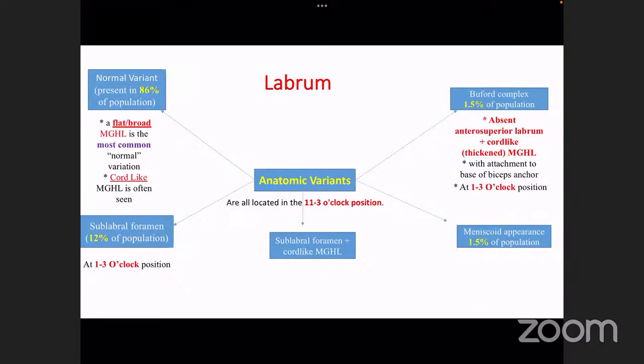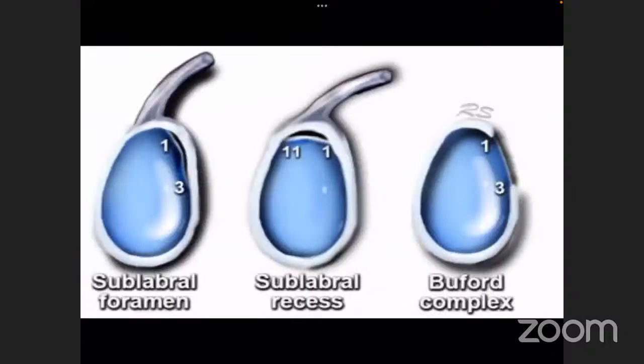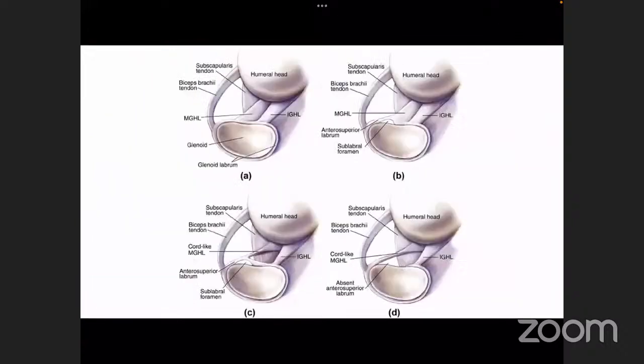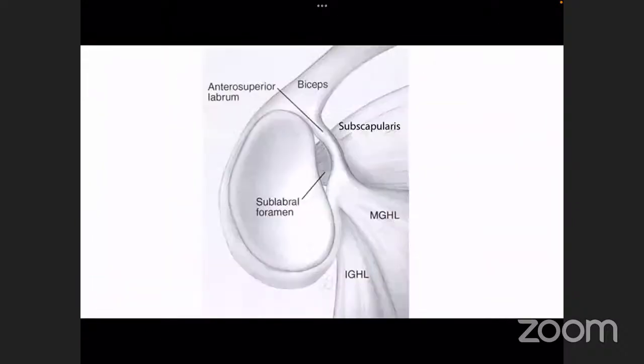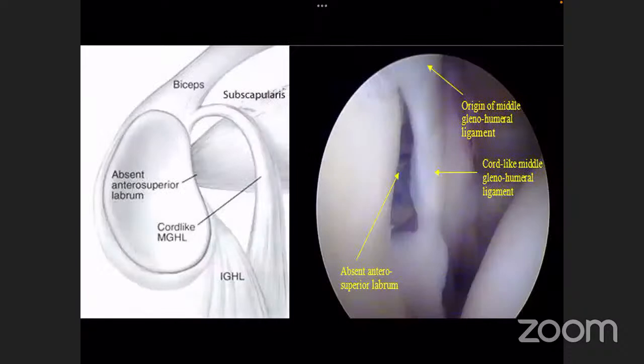There are other normal variants that should be memorized, and the most common are shown in the slide. This is our position of the normal variants. And here you can see the origin of the middle glenohumeral ligament. And this is the fourth variant, the Buford complex, which is a cord-like middle glenohumeral ligament and absent anterior superior labrum. This is a very important variant, and it's one of the most testable questions during the exams.